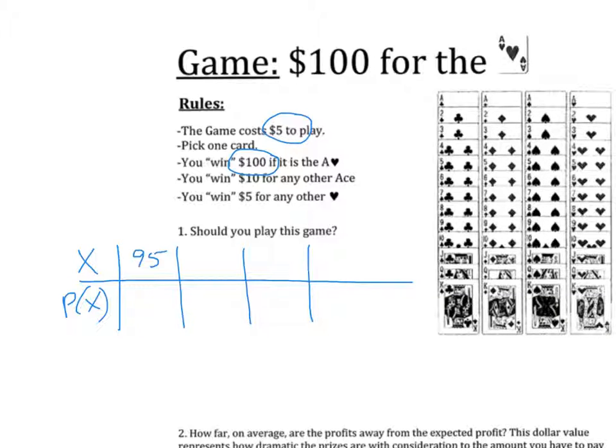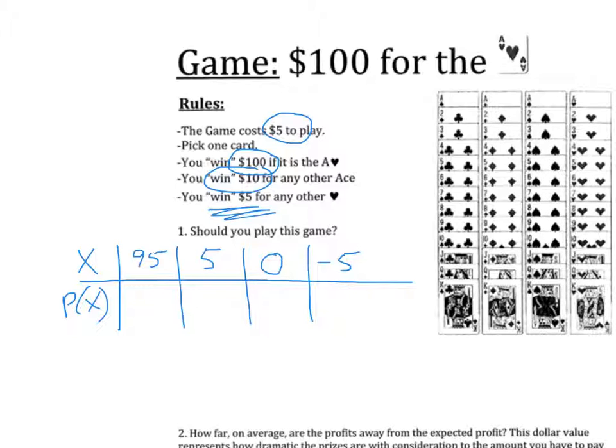Second prize is winning $5, because if you get $10 back, you've actually profited $5. You get your $5 back for any other heart. And there's a fourth possibility. You lose all your money, you're negative $5 in the hole, if you do not do any of those things.